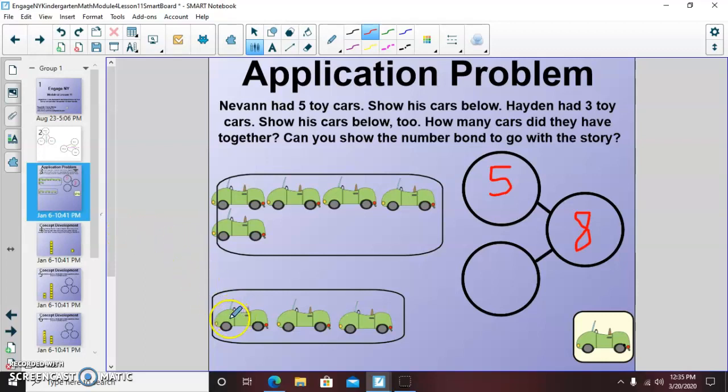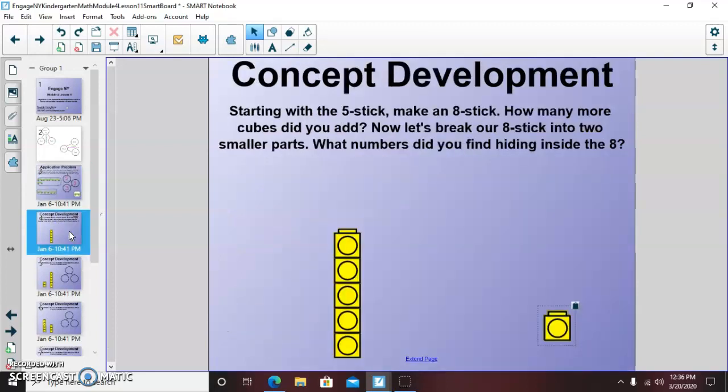So let's count Hayden's cars. 1, 2, 3. It's a little tricky drawing numbers with a mouse, but we're going to do our best here. So we said that Navan had 5, Hayden had 3, and all together they had 8. That's how we got our number bond. And we're going to continue on to our next problem and see if we can keep doing these number bonds.